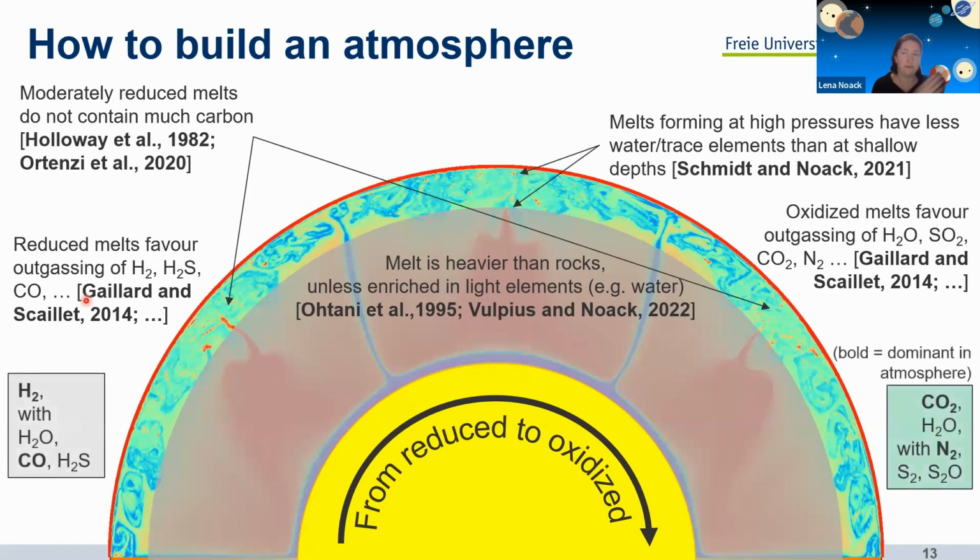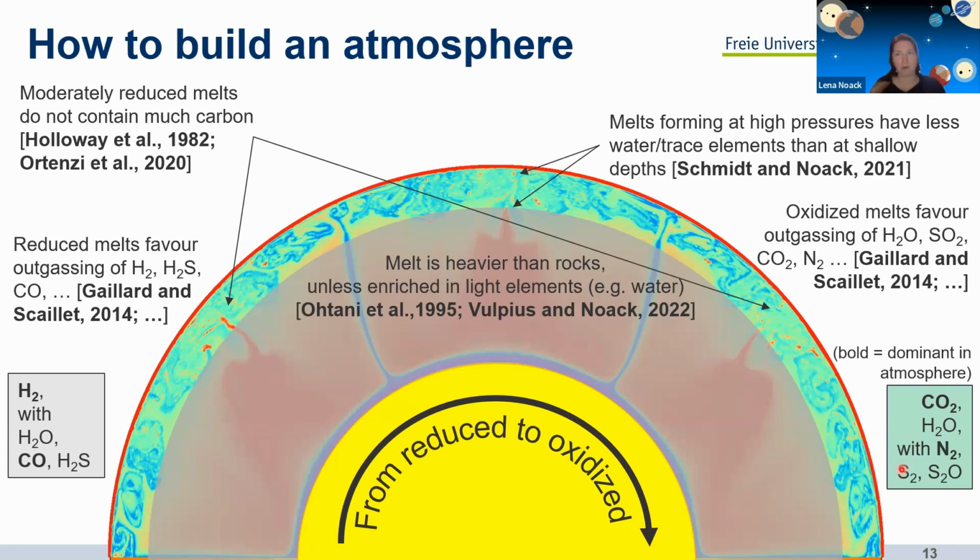So, for example, if you have a very reducing mantle, Mercury could be an example for that, or even Mars or the Moon, then volcanic outgassing would be dominated by gases like hydrogen, maybe some water, CO, some H2S, for example. But if you have a very oxidized mantle, Earth is actually a perfect example for that, and Venus may actually also be closely as oxidized as Earth, then outgassing would be dominated by very different gases, so CO2, water, nitrogen, and sulfur species as well.